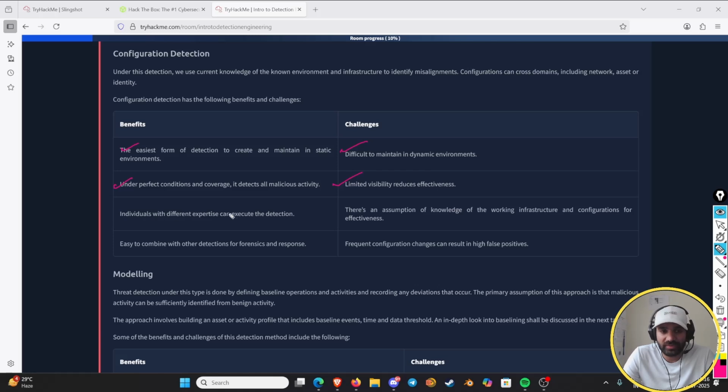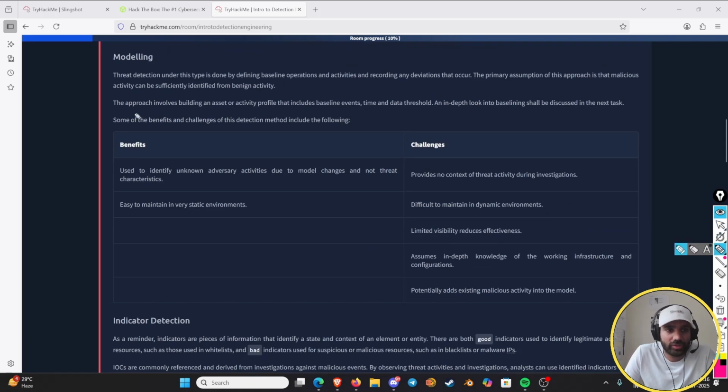Individuals with different expertise can execute the detection. There is an assumption of knowledge of the working infrastructure and configuration for effectiveness. Easy to combine with other detection or forensic response. Frequent configuration change can result in high false positives. That is configuration detection.